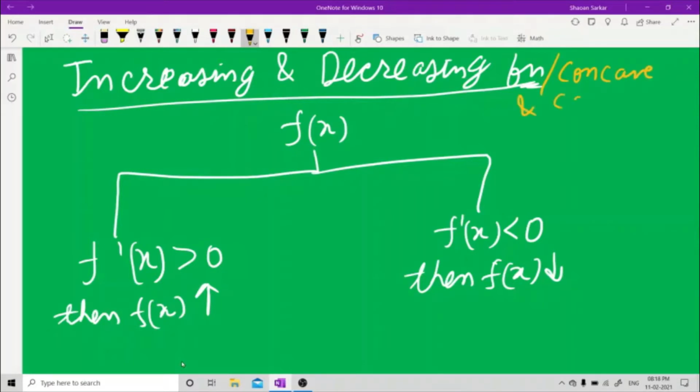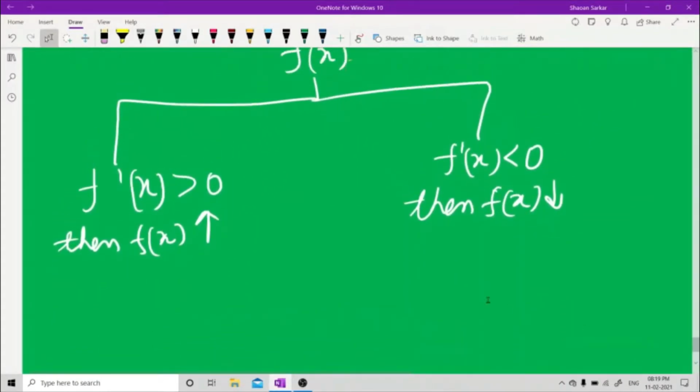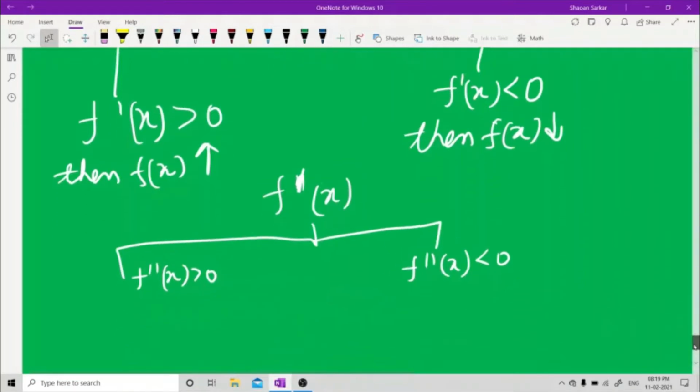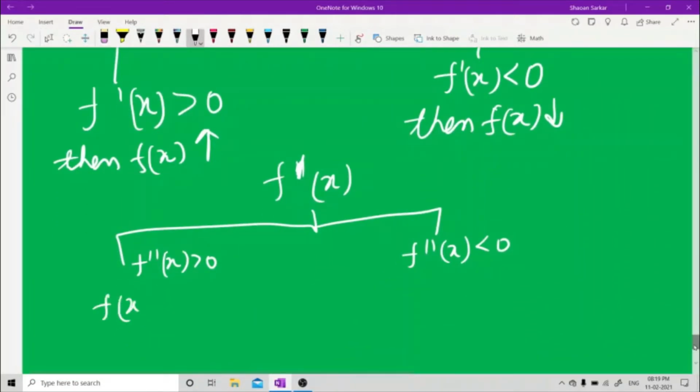Concave and convex functions also I'd like to discuss with this only. Now this is your f(x). Before I take convex and concave, let me tell you one more thing. Suppose f'(x) I have taken. Now I take f''(x) less than 0 and f''(x) greater than 0. If this is greater than 0, remember one thing, that f'(x) is increasing and f'(x) is decreasing. We cannot tell anything about f(x) in this situation. From this, we cannot say anything about this.